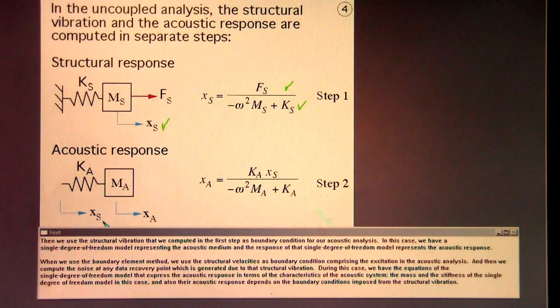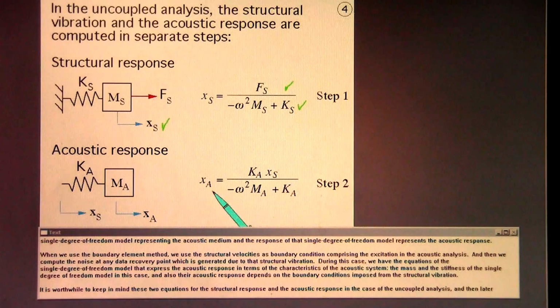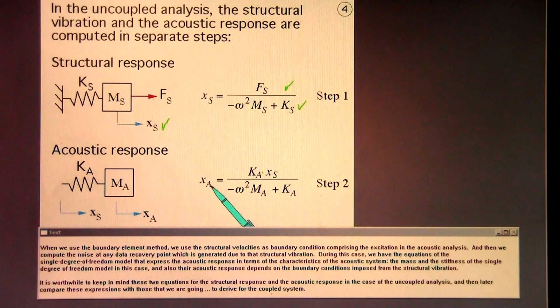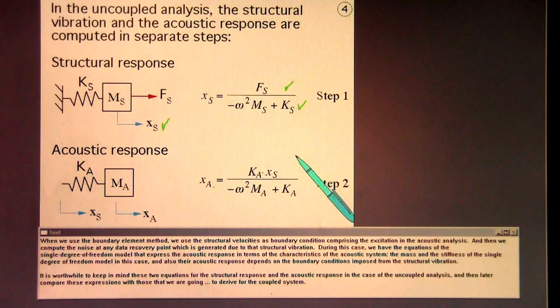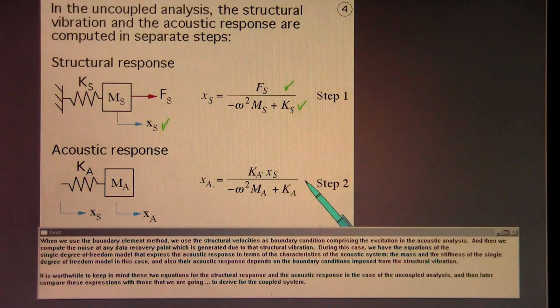Again, in this case, we have the equations of the single degree of freedom model that express the acoustic response in terms of the characteristics of the acoustic system, the mass and the stiffness of the single degree of freedom model in this case, and also the acoustic response depends on the boundary conditions imposed from the structural vibration. It is worthwhile to keep in mind these two equations for the structural response and the acoustic response in the case of the uncoupled analysis, and then later compare these expressions with those that we are going to derive for the coupled system.